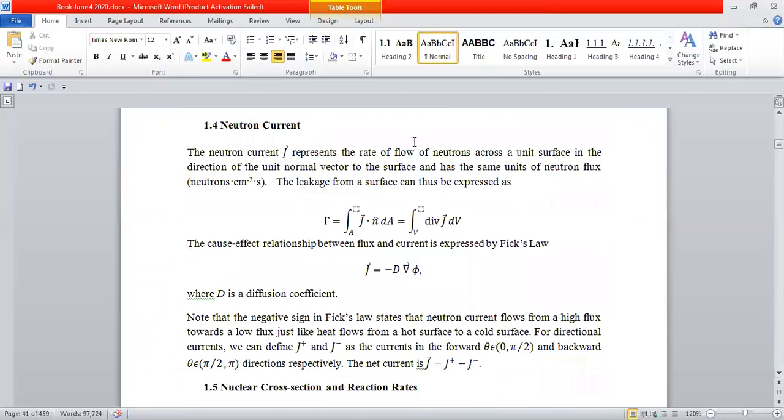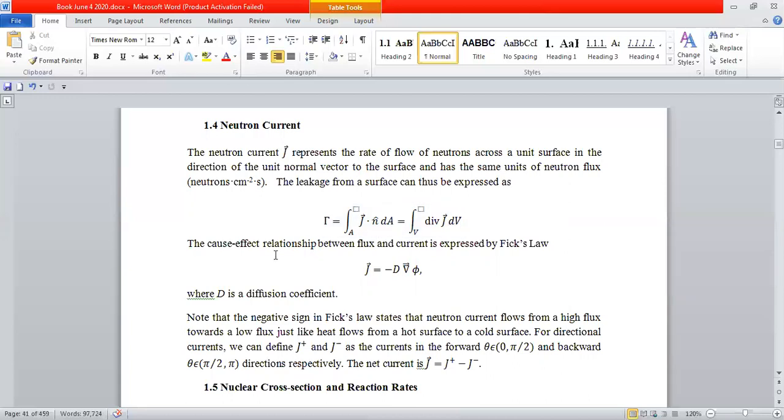Another quantity is the neutron current. Now, neutron current J as a vector has the same units as that of neutron flux. It represents the same thing, the rate of flow of neutrons across a unit surface, but the difference is that it is in a direction of unit normal vector to the surface it's crossing, and that's how it's defined as a vector. So if you want to find the boundary crossings, let's call it capital gamma, the leakage from a surface, you dot it with the unit normal vector to the surface it's crossing, integrate over the surface area, and you can convert that through the divergence theorem into div of J integrated now over volume rather than area.